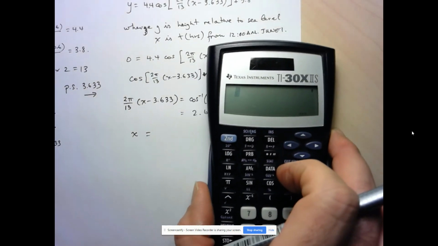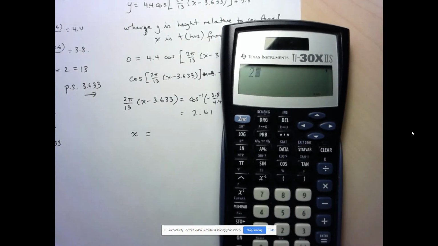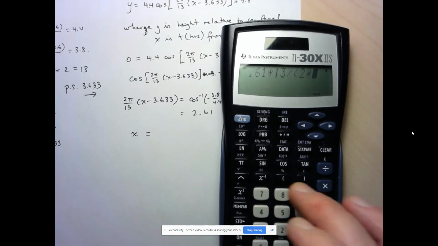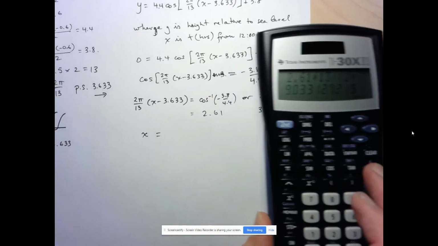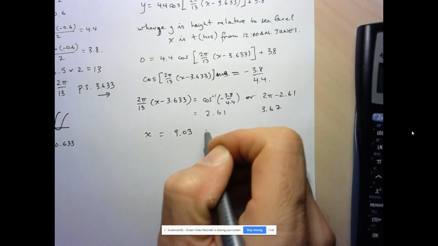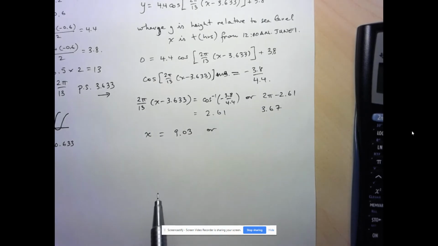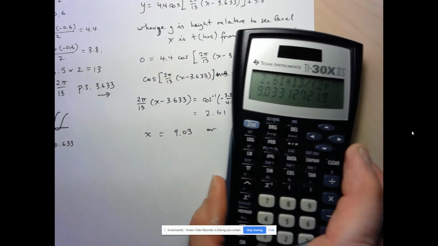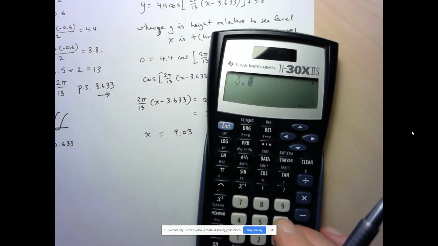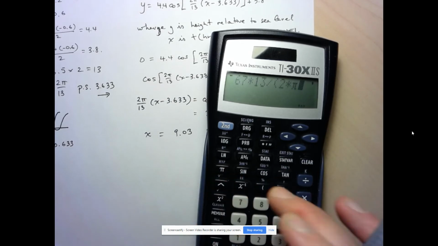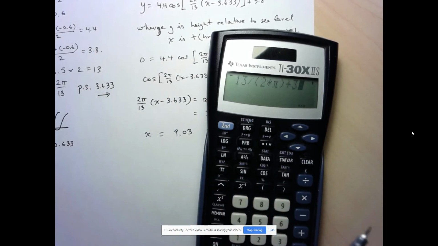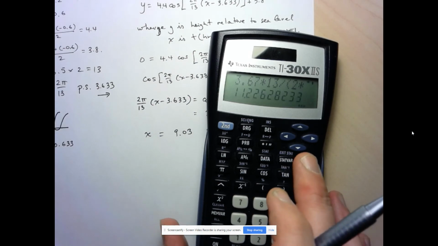So let's do that here on the side. So 2.61 times 13 divided by 2 times pi. Make sure you put that one in brackets. And then we're adding 3.633. And that gives us 9.03. Or it can be equal to that number with the same operation, so 3.67. So 3.67 times 13 divided by 2 times pi, and then adding 3.633. And that's 11.23.